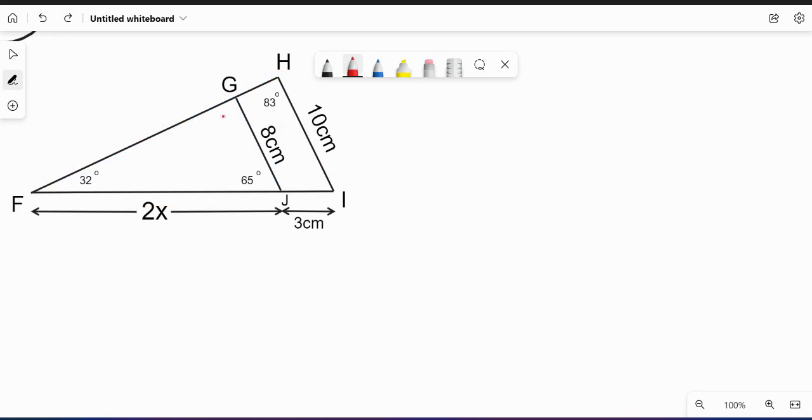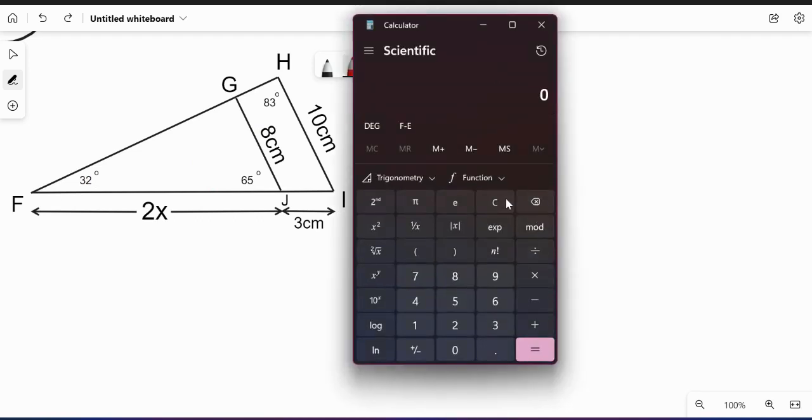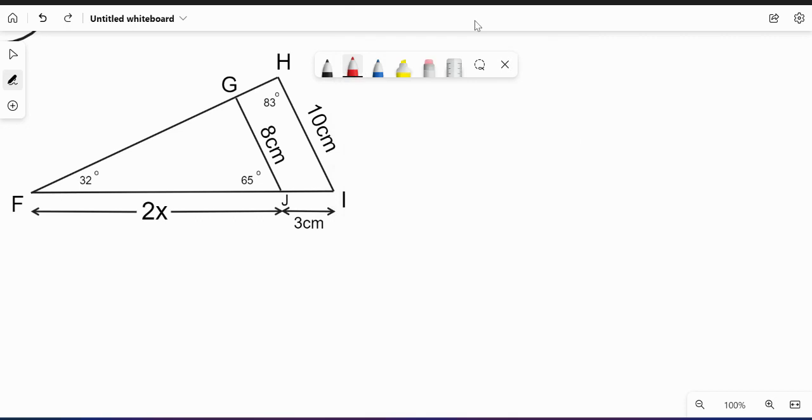Okay, so again, you have to find two similar angles, or two corresponding angles, I should say. As long as we find two of them, we should be able to figure out the third. So we have, this is 32, this is 65. Get my calculator. 180 minus 32 minus 65, hopefully is 83. It is 83. So this is 83 degrees up here. That means this is going to be 65 degrees down here, this angle right here.